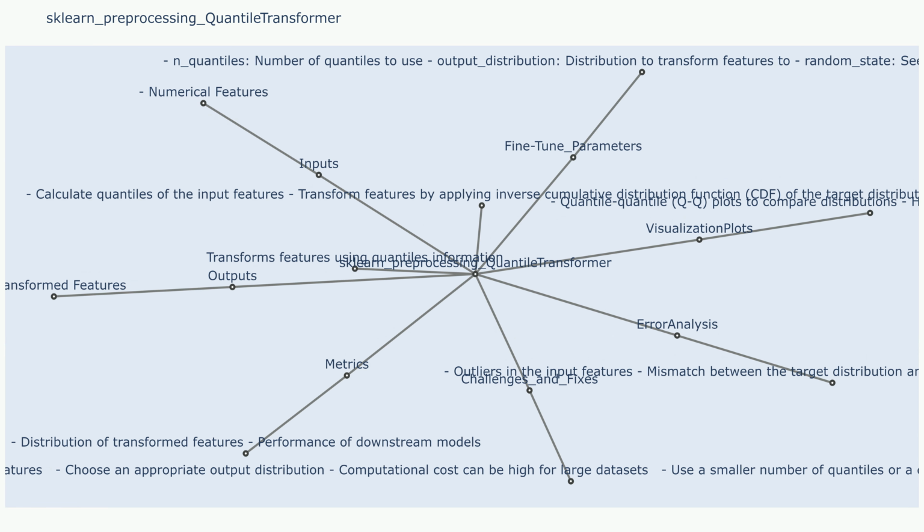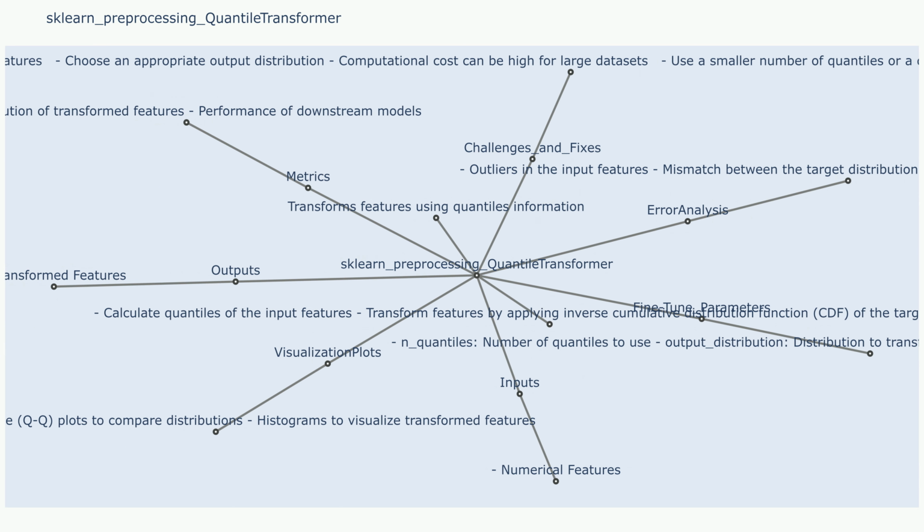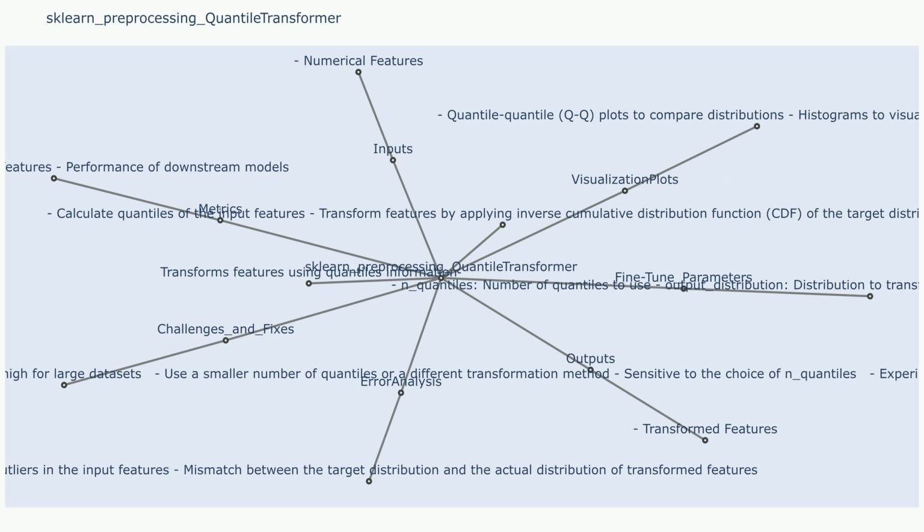target distribution. Inputs: X. This is the input data, represented as a two-dimensional array matrix where each row corresponds to a sample and each column represents a feature. Output distribution: this parameter specifies the target distribution for the transformed features. It can be set to uniform for a uniform distribution or normal for a Gaussian distribution. Outputs: transformed X. The transformed feature matrix, where each feature has the specified output distribution.